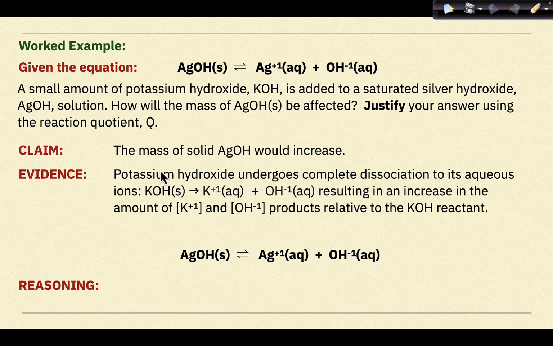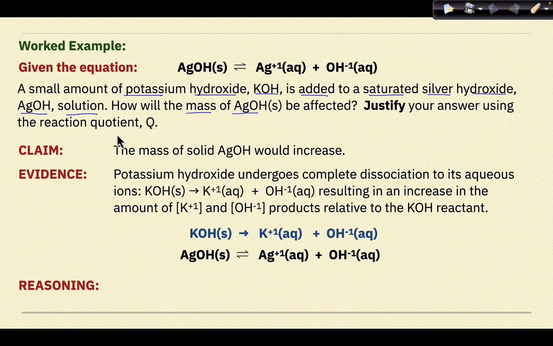Worked example. Given the equation AgOH solid dissociates to form Ag+1 ions and OH-1 ions. A small amount of potassium hydroxide, KOH, as we see right here, is added to a saturated silver hydroxide, AgOH, solution. How will the mass of AgOH solid be affected?